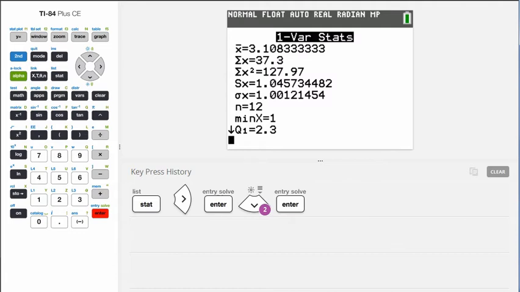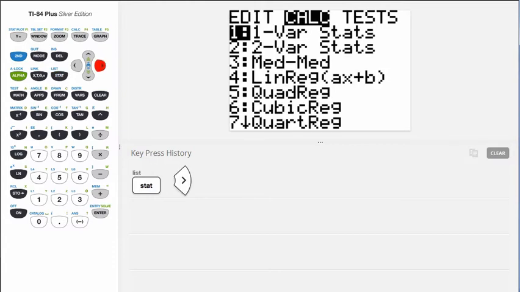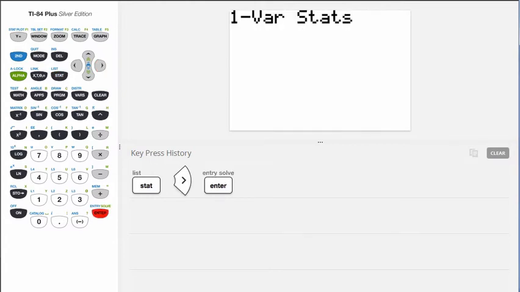The data point that we're looking for is the sample standard deviation, which is Sx. When you write this down, you need to label it as S equals. We don't want to copy just what's in the calculator. So for S, we have 1.0457.